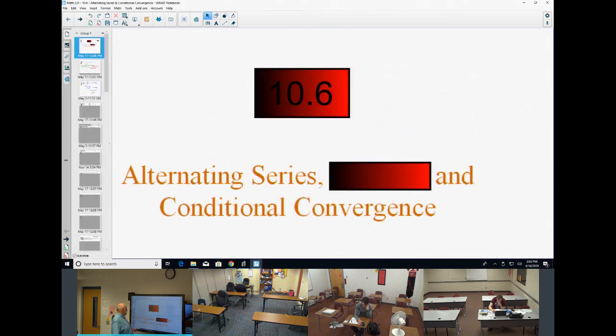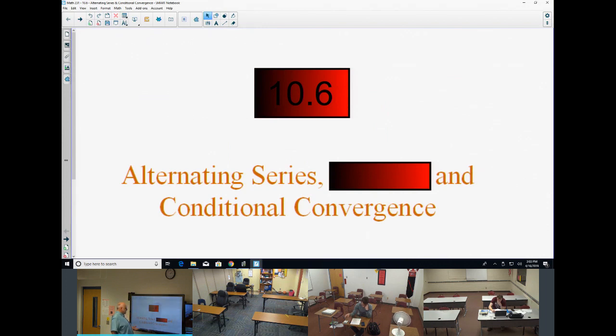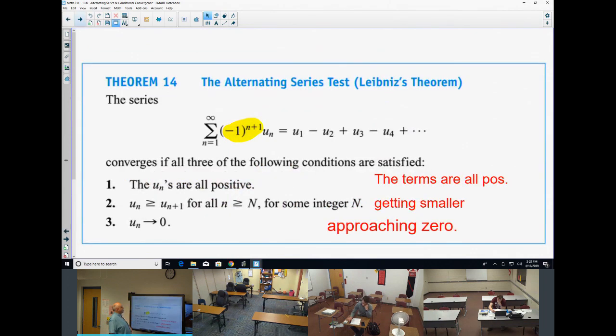All right, so 10.6, we're going to talk about alternating series and conditional convergence. Okay, these are both very important terms. All right, so the alternating series test, or Leibniz's theorem, I usually just call it the alternating series test, says if you have an alternator, the -1 to the n, -1 to the n plus 1, that causes the signs to alternate, right?